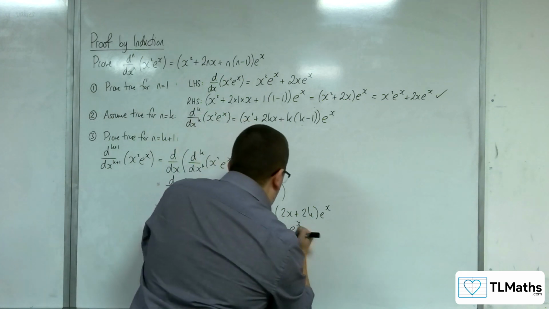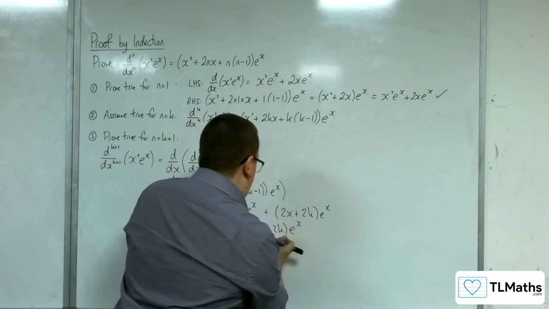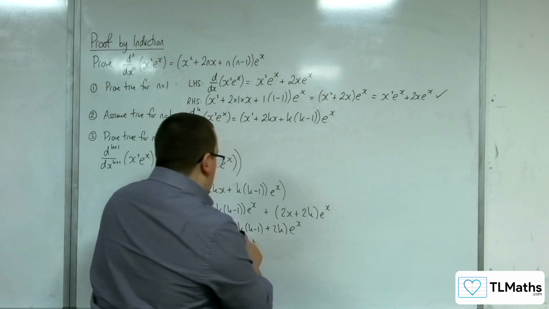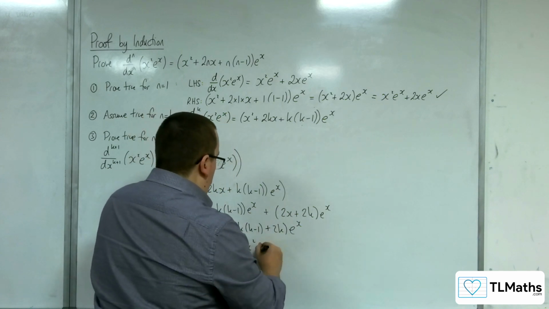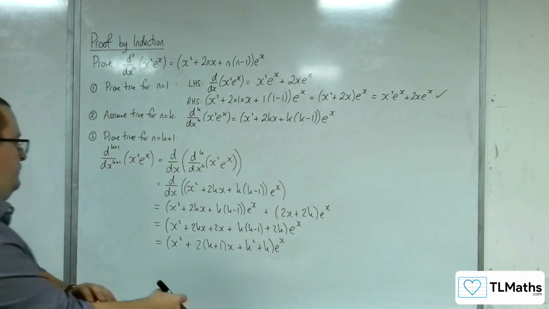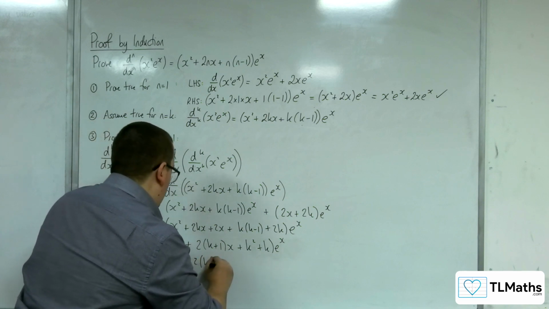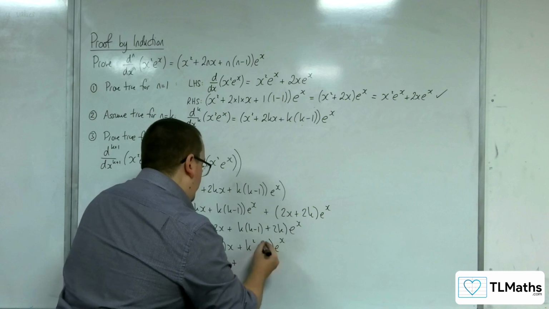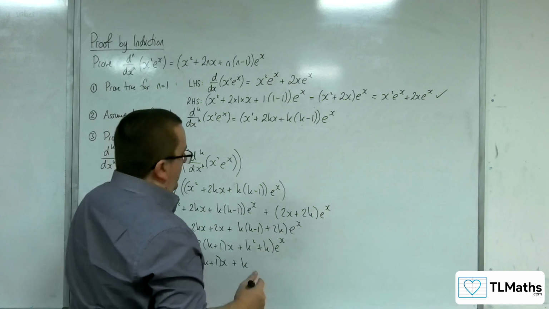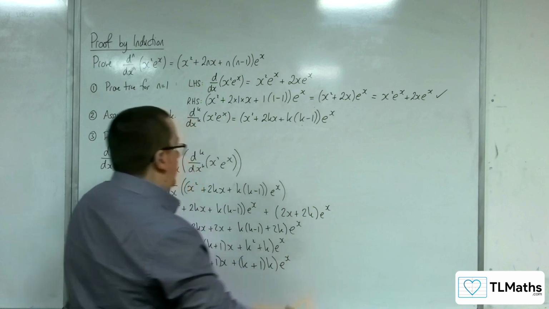Actually, I could simplify that at this stage, couldn't I? Let's do that. Makes it a little bit easier, doesn't it? Fewer steps. What have we got? We've got k squared minus k plus 2k, so plus k, e to the x, which is equal to x squared plus the two lots of k plus 1 x, plus, factorising that, how shall I write that? Let's do it as k plus 1 times k, e to the x.